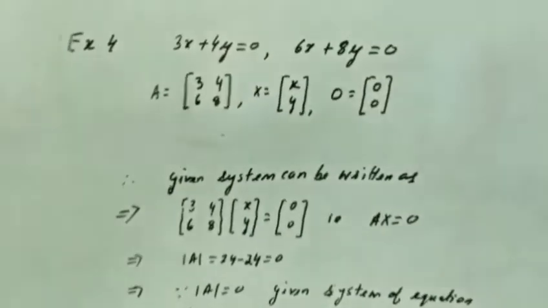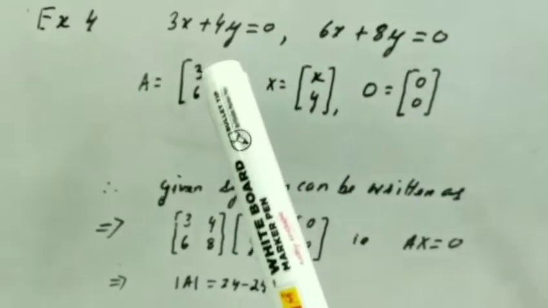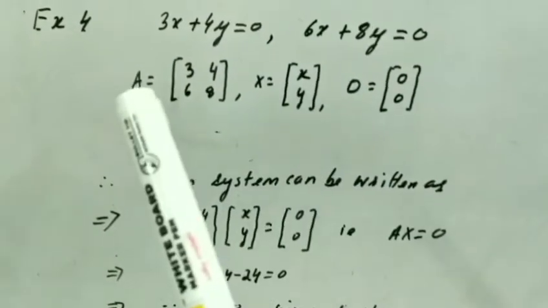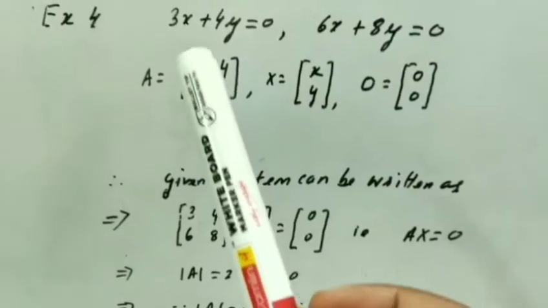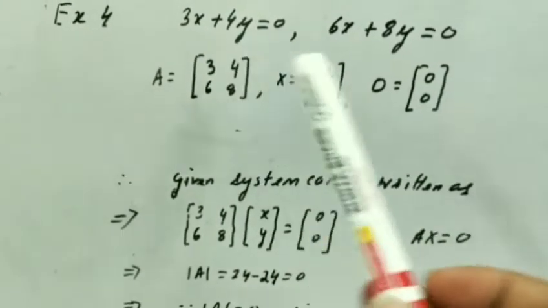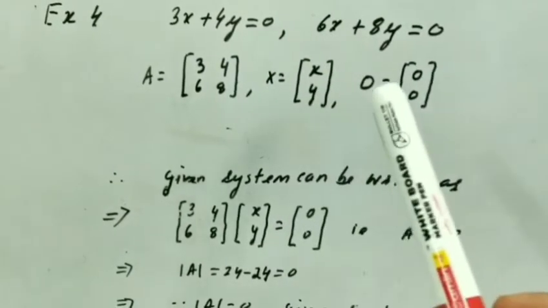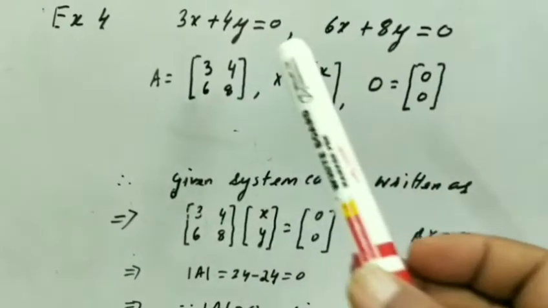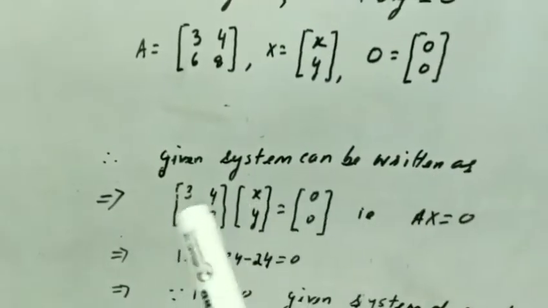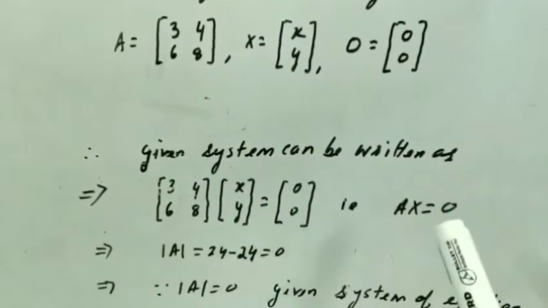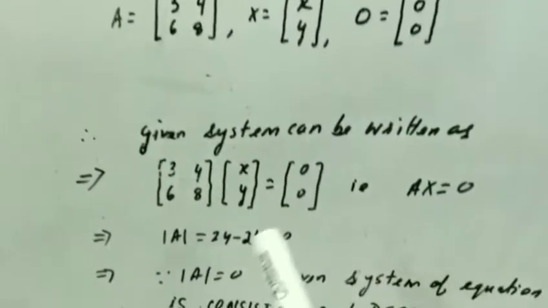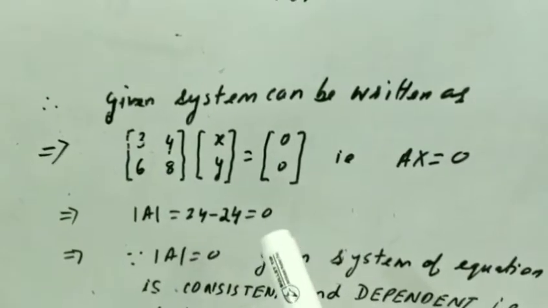I'll take another one. It is homogeneous equations in two variables. The coefficient matrix: coefficient of x, 3 and 6. Coefficient of y, 4 and 8. The variable matrix and the null matrix, 0 and 0. The given system can be written as Ax is equal to the null matrix. This is A, the variable matrix, and this one. Determinant of A is 0.